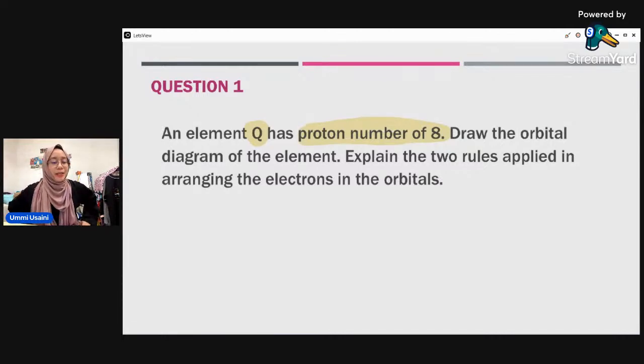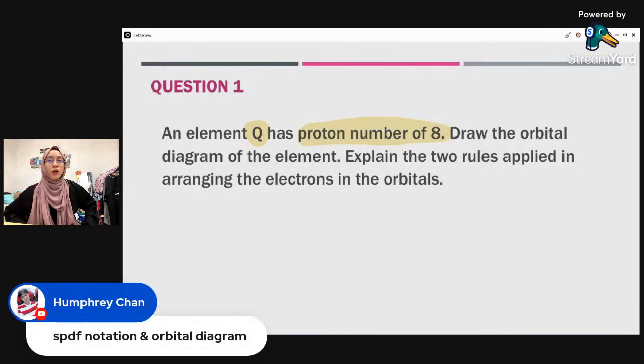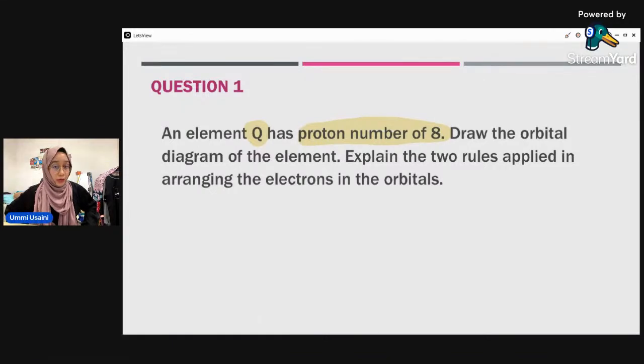Yes, so we have SPDF notation and also orbital diagram. So be careful with the question. Let's say the question just asks you to write the electronic configuration. You can give either one. You can write it in SPDF notation or in an orbital diagram. It's up to you. You don't need to give both ways. Just give one. However, in this question specifically, you have been given the proton number and you are asked to draw the orbital diagram.